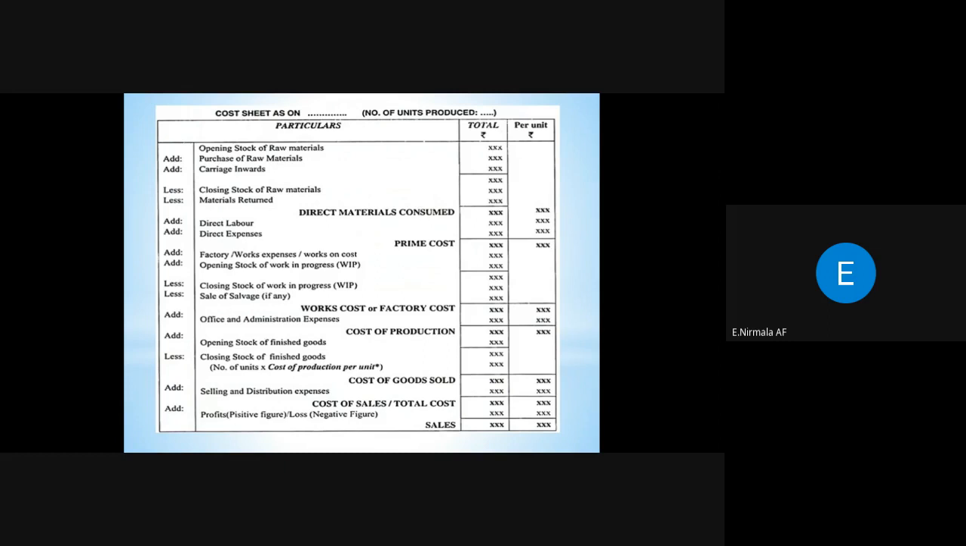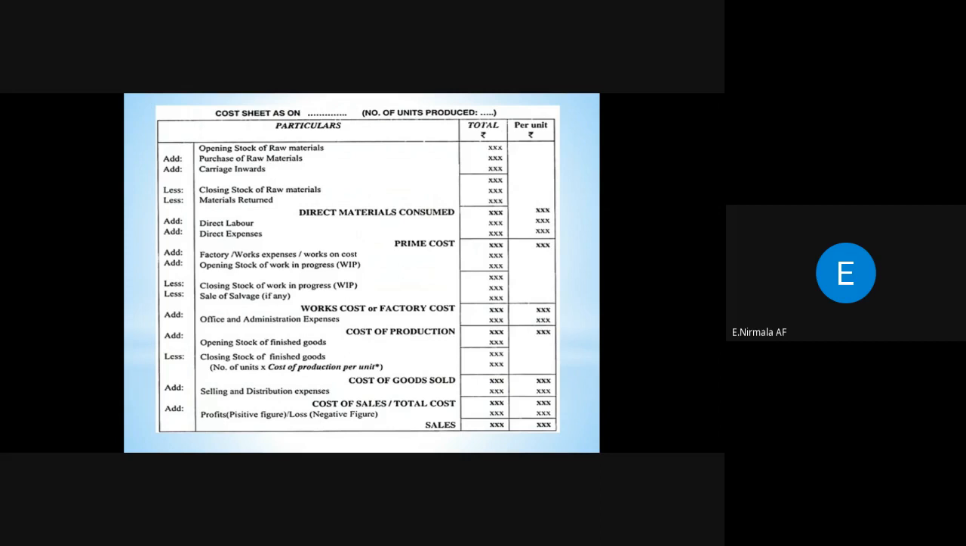Then after direct material consumed, you have to add direct labor or productive wages and direct expenses. Then we will get prime cost. Then after prime cost, what we have to do? We have to add factory overhead or works overhead or manufacturing expenses. And then we must add opening work in progress and we have to deduct closing work in progress as well as sale of salvage. Then we will get work cost or factory cost or manufacturing cost.